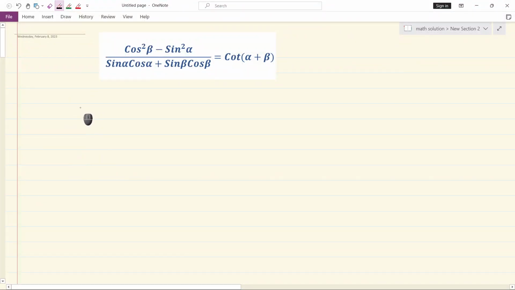Hello friends, today we have a question of trigonometry and it is proved that. So let's read out the question first. We have the question: (cos square beta minus sin square alpha) upon (sin alpha into cos alpha plus sin beta into cos beta) equals cot of alpha plus beta. In this question we are going to solve it from the right hand side. So I am solving it by taking RHS.